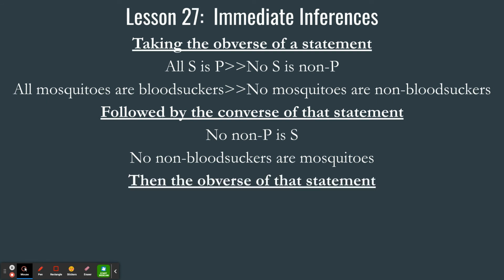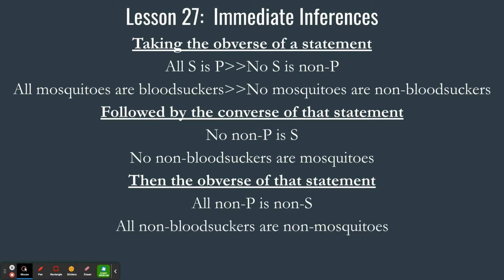Then we're told to take the obverse of that statement. So if I take the obverse of something, what do I do? I switch the quality, right? Opposite quality, and negate the predicate. What's the opposite quality of no non-P is S? Now just switch the quality. No non-P is S becomes all non-P is S. But when I do the obverse, I have to switch the quality and then negate the predicate. So no non-P is S becomes all non-P is non-S.